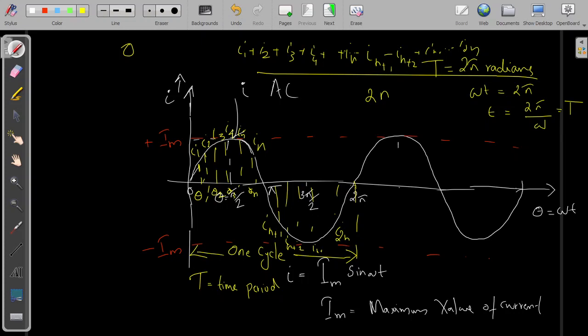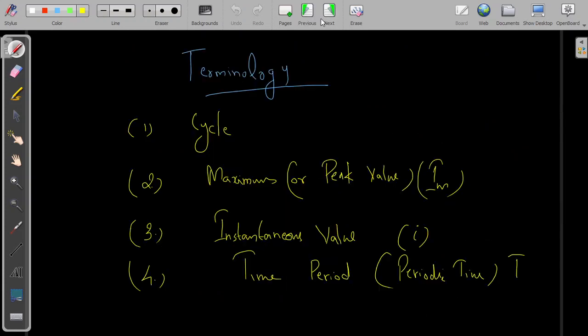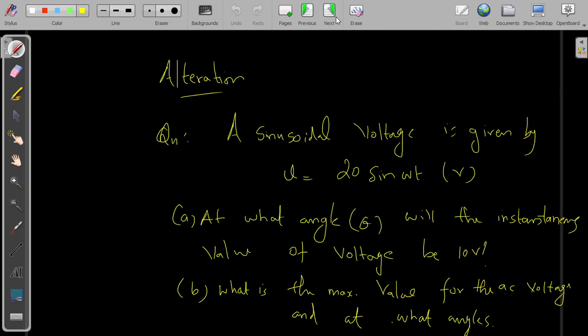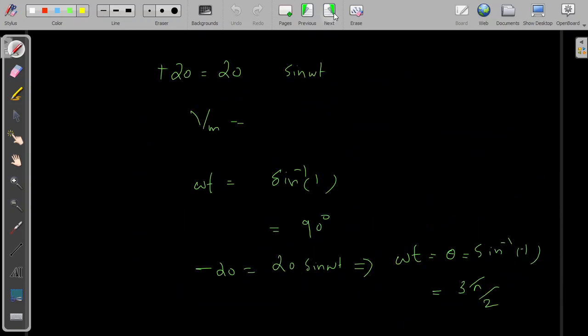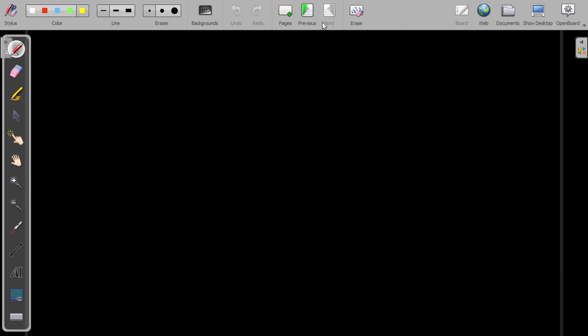Okay, in this case, suppose we have a waveform like this. We have a waveform like this.